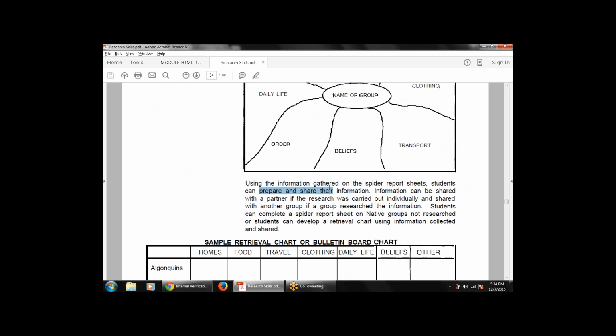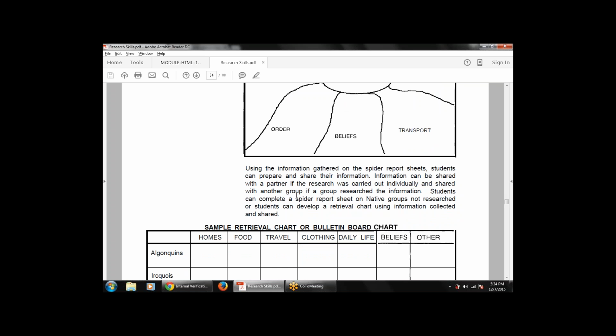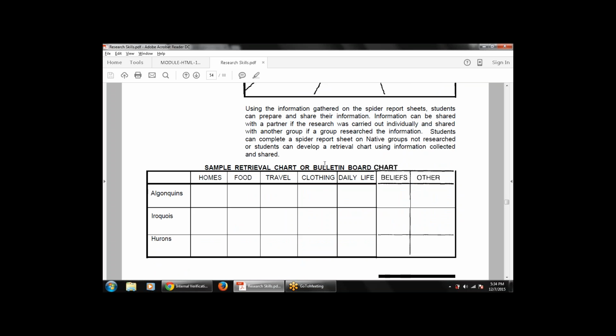And using the information gathered on the spider report sheet, students can prepare and share their information. Information can be shared with a partner if the research was carried out individually, and shared with another group. So this is how to present the information. And students can also complete a spider report sheet on native groups not researched, or the students can develop a retrieval chart using the information collected.